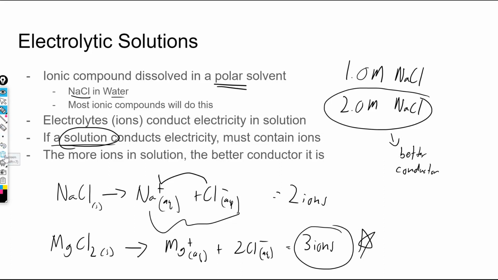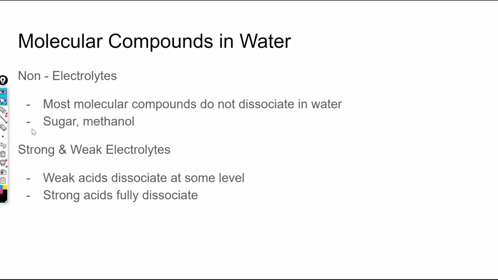If we talk about electrolyte solutions, we got to talk about non-electrolytes. If electrolytes are ionics, non-electrolytes are most molecular compounds that do not dissociate in water. For example, sugar and methanol. So anything that's molecular, which remember was non-metals, that doesn't dissociate in water is a non-electrolyte. Like your sugar, your alcohols, anything that is basically not a metal and a non-metal. Pretty simple as that.